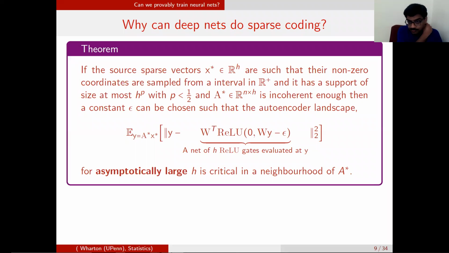So we were the first group, in 2019, to give evidence towards that, to say that you can compute the gradient of this function. It's a very complicated calculation, and show that it's actually asymptotically in the width critical in the neighborhood of A star. So this is a first proof of principle. Because if you can't even show criticality, there's very little chance you can get convergence of any gradient-based algorithm to that point.